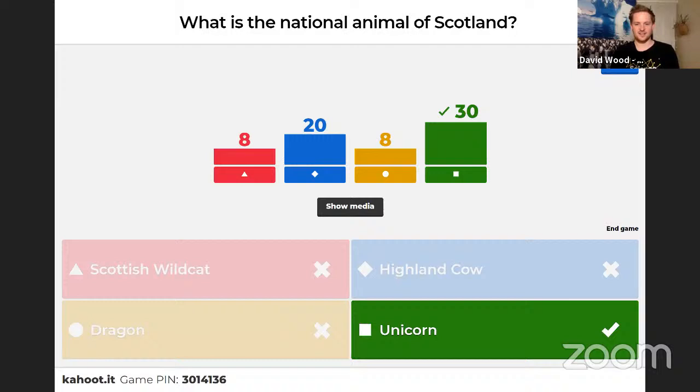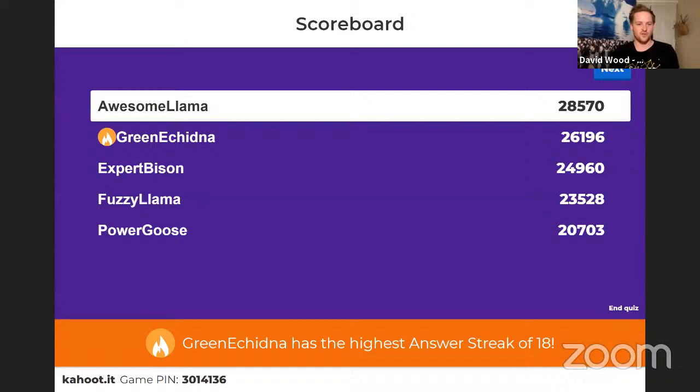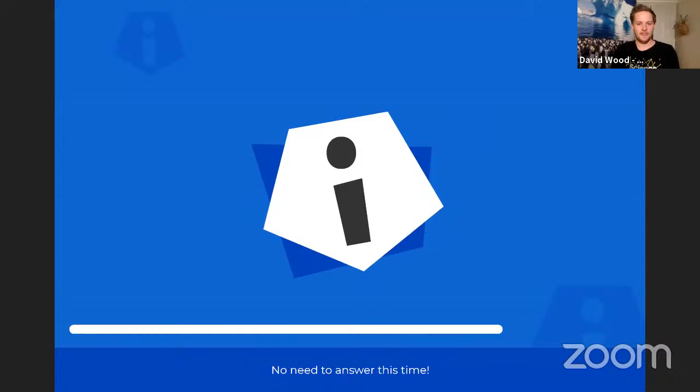Well done to those of you who said unicorn. You got it right. I've got my UK passport here, and if you can see that, you'll notice that we proudly have a unicorn on all of our passports. And that is because it's the national animal of Scotland. So well done to the majority of you getting that one right. 30 of you getting that one. Green echidna, well done. You've moved up to second place and you have an answer streak of 18. Remarkable, well done. Shout out to monotremes everywhere.